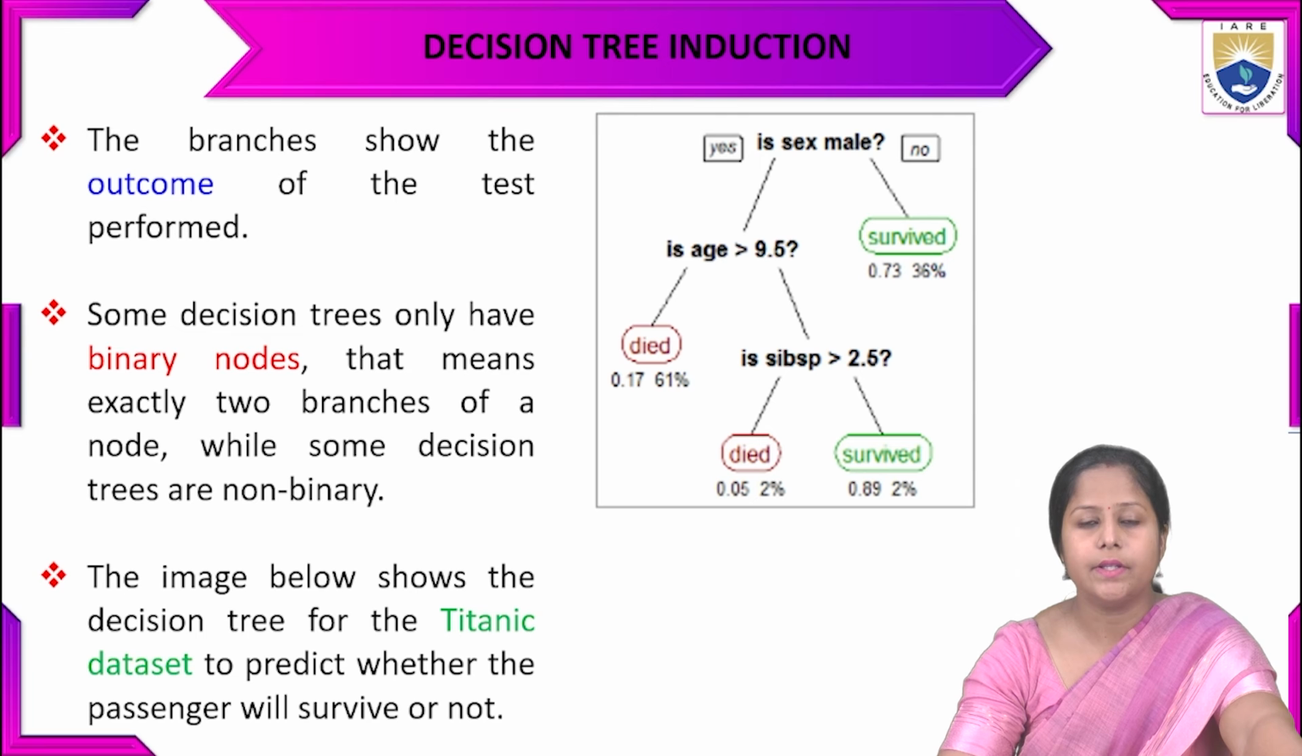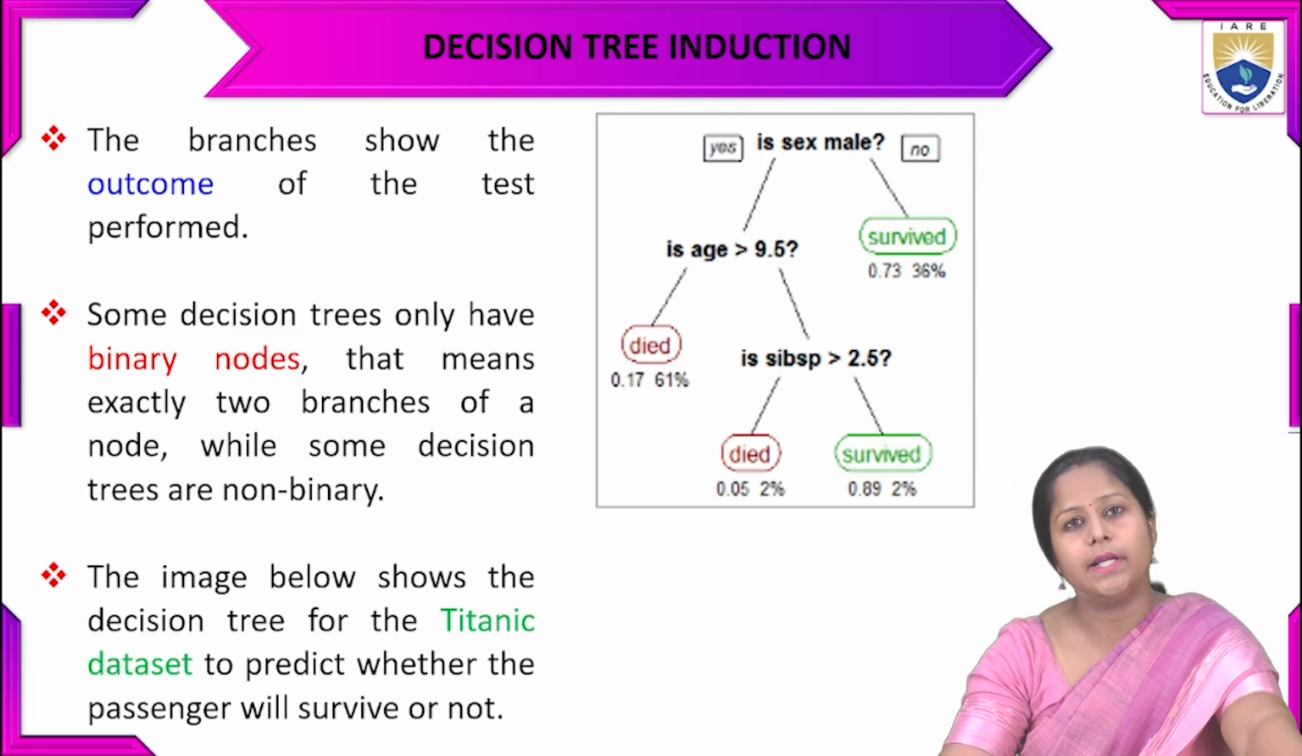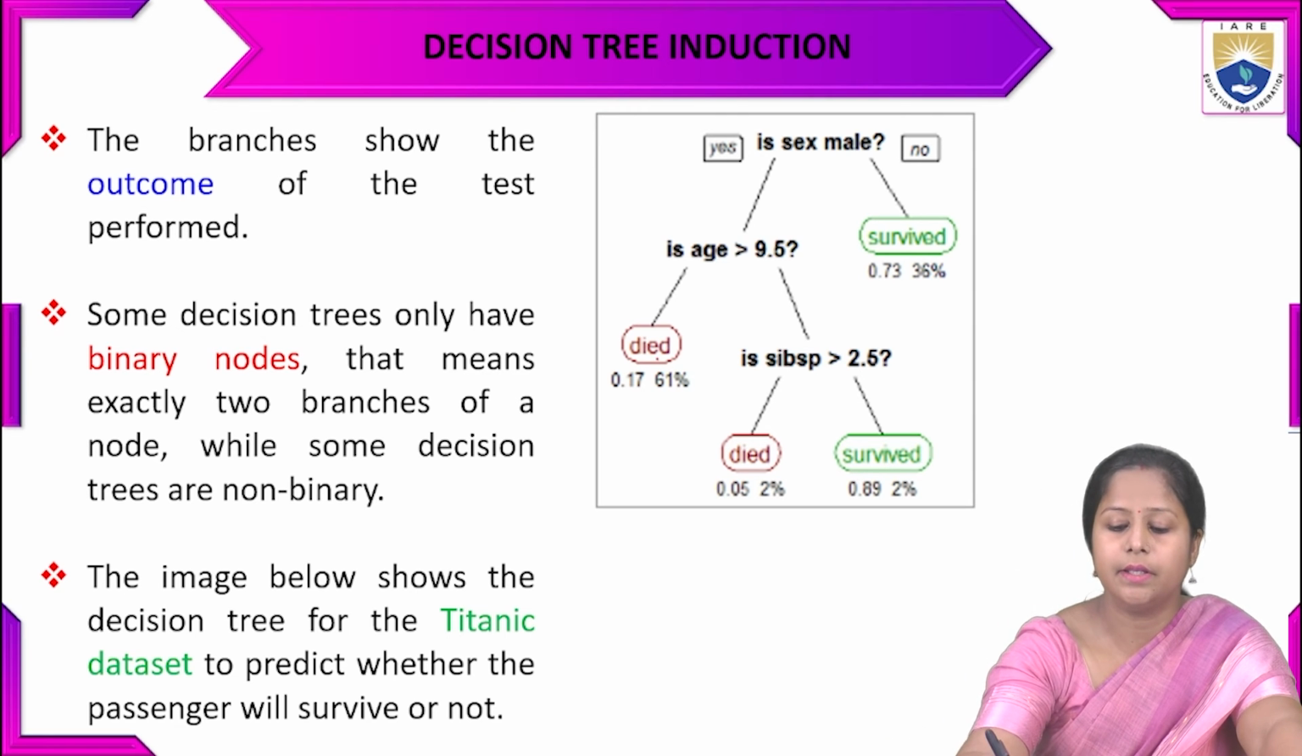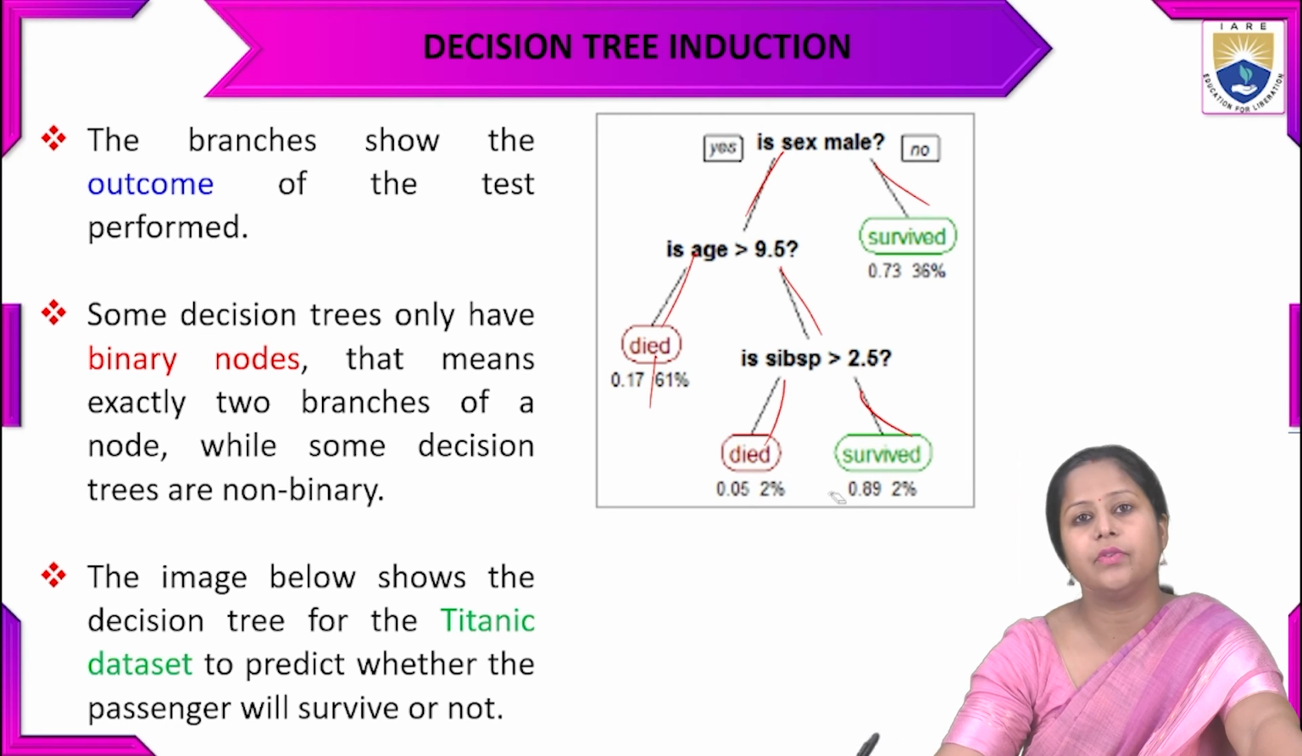So the branches show the outcome of the test performed. Here are the branches; these branches represent the outcome of the test we are going to perform. So the splitting will happen on the basis of the outcome.